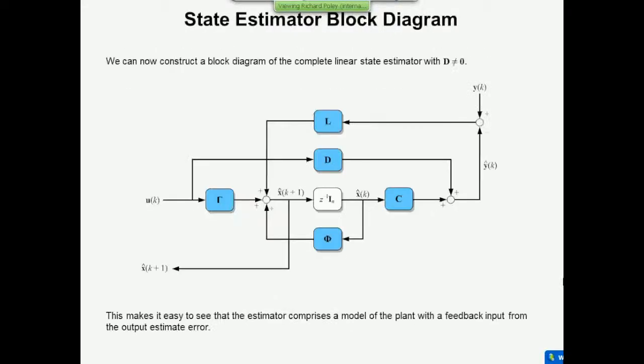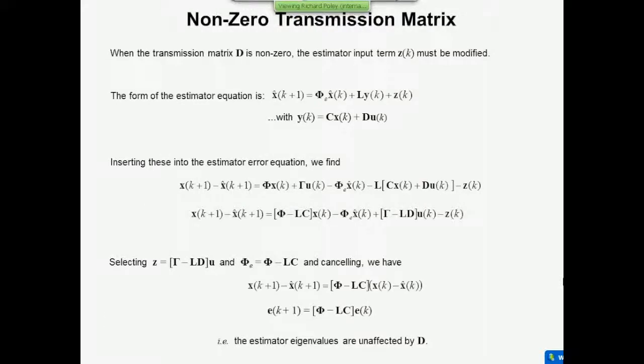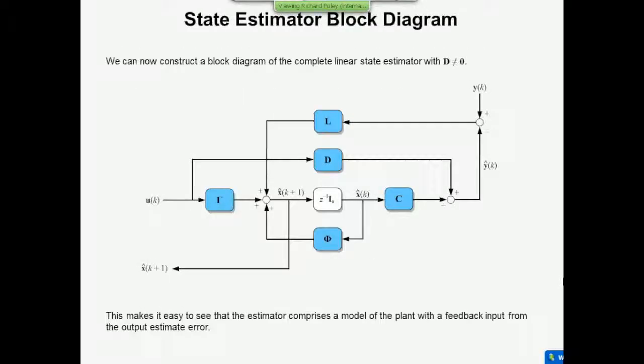And when we draw it all out, guess what it does? It makes our diagram look even more like the model of the actual system, because it is a model. There it is. It's the Φ, Γ, C, D system with the L matrix as the feedback. Now, where was the gamma minus LD term? Over here. z equals gamma minus LD times u. So gamma minus LD coming in. See that? So it's again an equivalent block diagram. And that's the estimator.